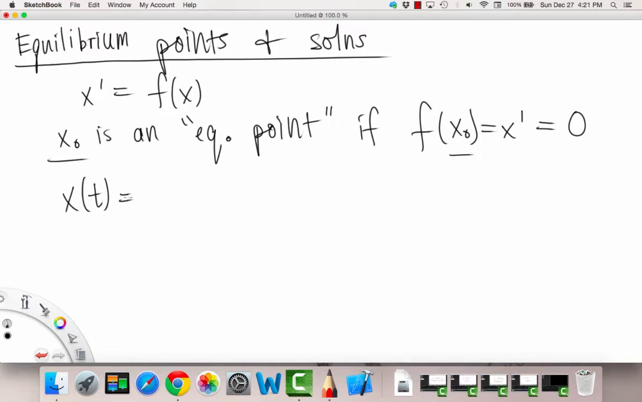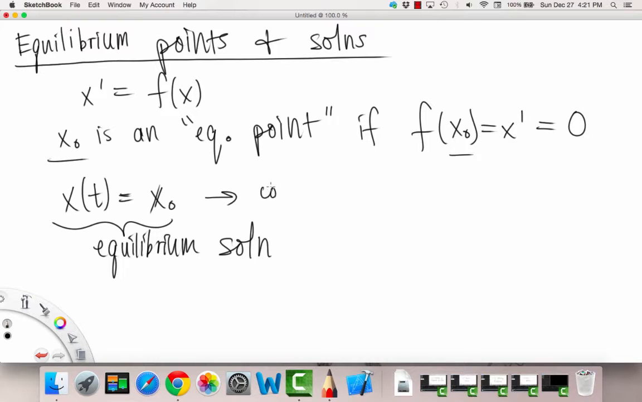Whereas there's just a tiny difference here. If you have x of t equal to this constant value, say 2 or something like that, then this equation is called an equilibrium solution. All right, so this is a constant function, just by the way, because our x naught is a constant. So this is a constant function, okay?